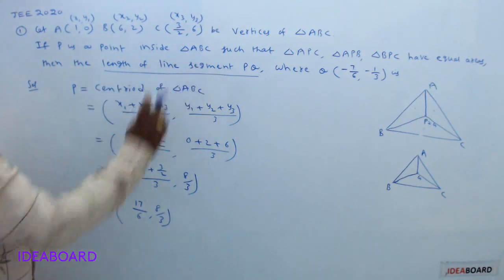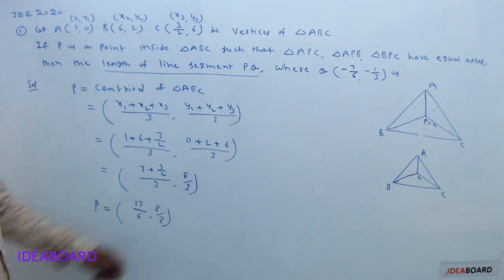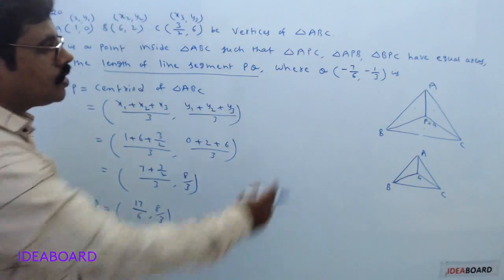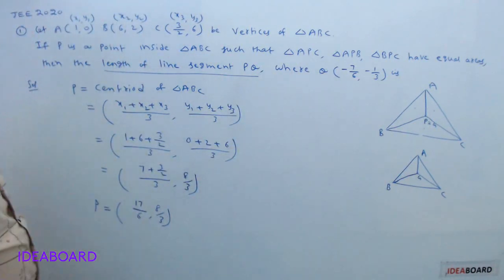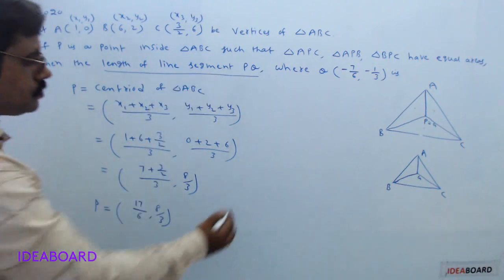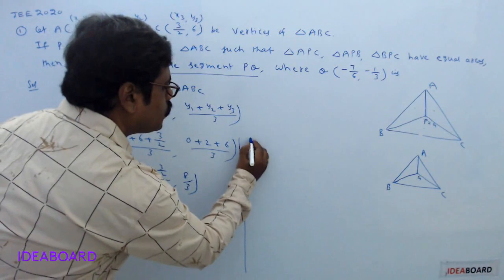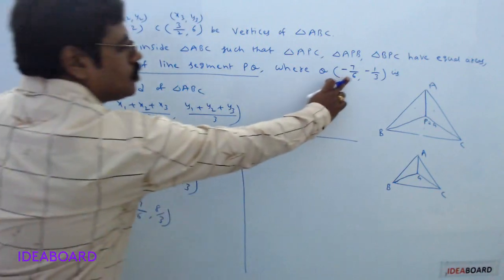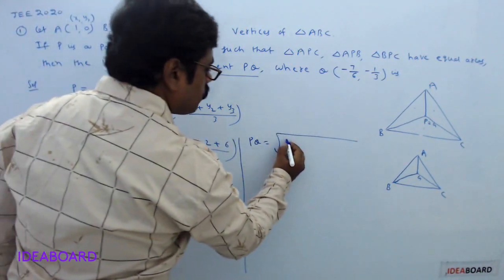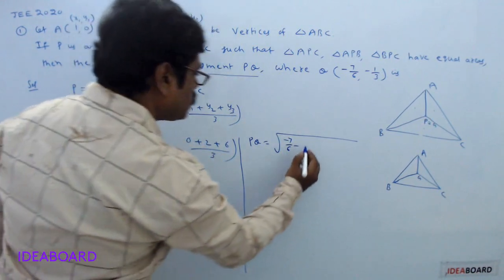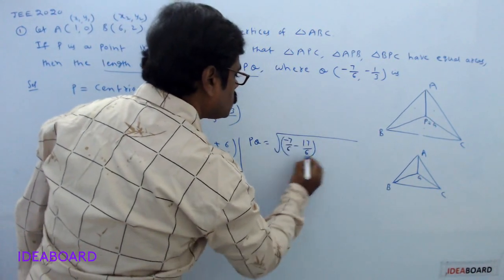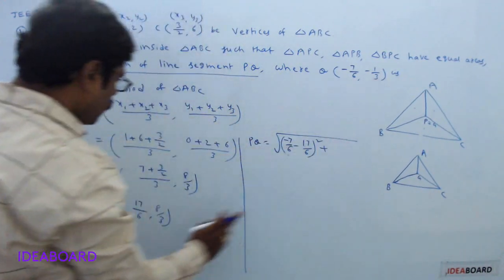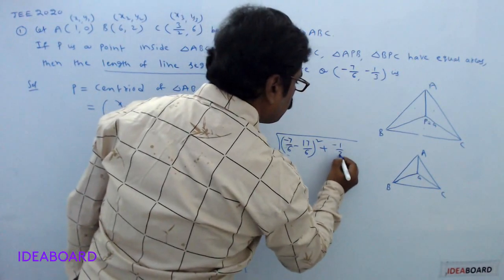So we need the length of the line segment PQ. Q point coordinates are (-7/6, -1/3). Now apply the distance between two points formula on the points P and Q. So PQ equals the square root of (x2 minus x1) whole square, that is (-7/6 - 17/6) whole square plus (-1/3 - 8/3) whole square.